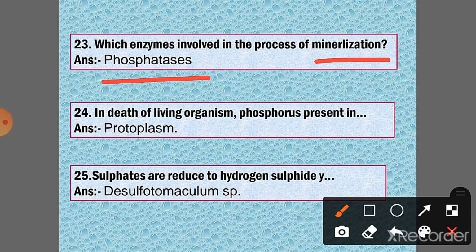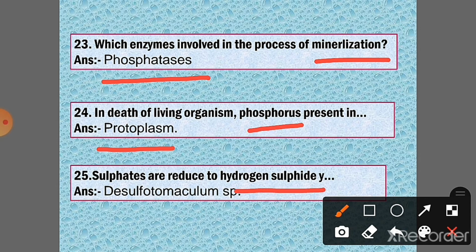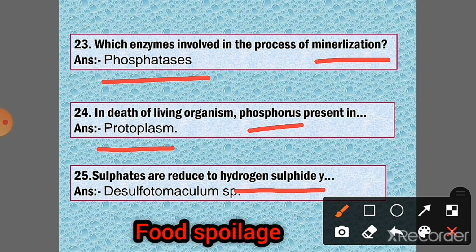24. In the cells of living organisms, phosphorus is present in protoplasm in organic form. 25. Sulfate is reduced to hydrogen sulfide by Desulfotomaculum species, a sulfate-reducing bacteria that causes food spoilage.